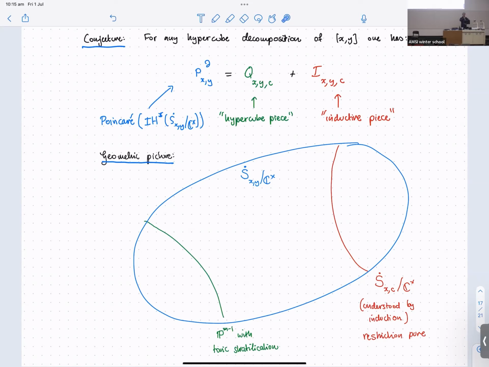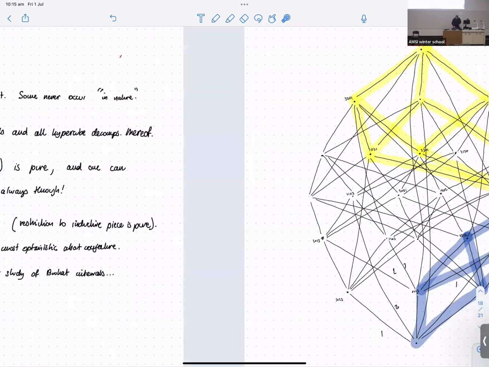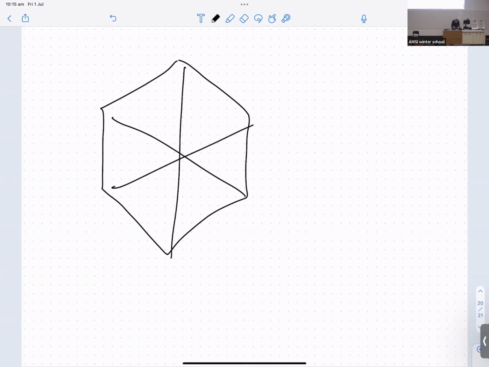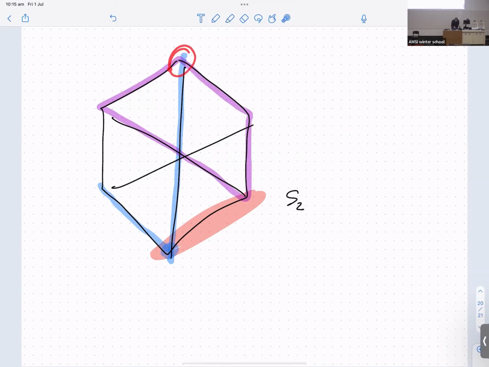If you look at the hypercubes leaving the inductive piece, then you get all the vertices, but perhaps multiple times. We already saw that in S2, that the top vertex is part of a hypercube from the identity, and it's also part of the hypercube from T or something. So here's S2, and the hypercube leaving from the identity looks like that, and this vertex you get twice, and you definitely cover the whole interval.